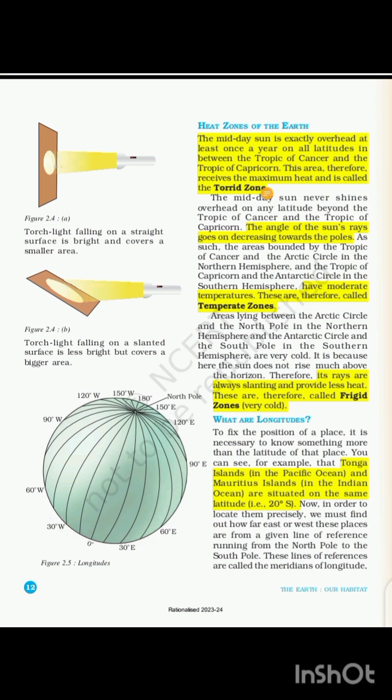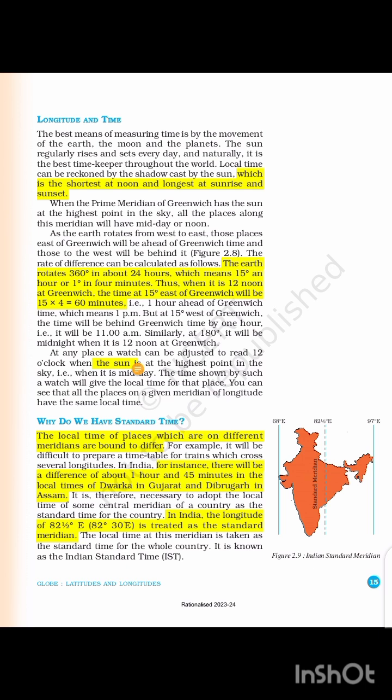So coming to the standard meridian and time. We have many longitudes and latitudes over our country India. But for a specific time to be followed for the whole of India, we need a standard meridian time. So that is called Indian Standard Time. It is 82 degrees 30 minutes east longitude, which is called the standard time meridian.